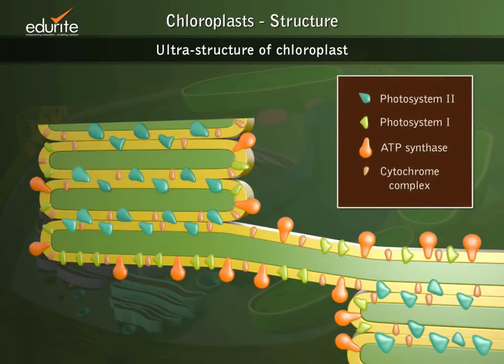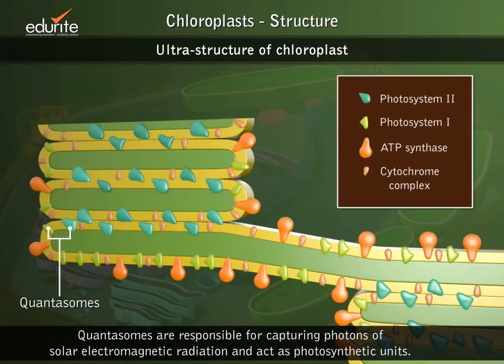The thylakoid membranes are made up of 20 to 30% lipids and 70 to 80% proteins. They also contain a large number of granular structures embedded in the membranes. These granules are called quantasomes. Quantasomes are responsible for capturing photons of solar electromagnetic radiation and act as photosynthetic units.